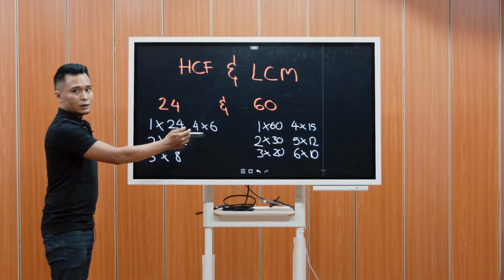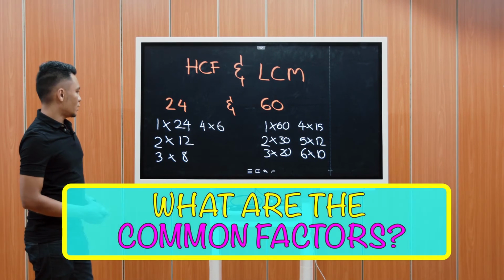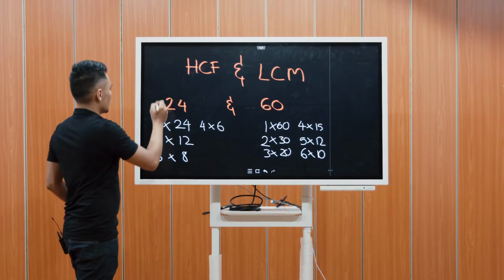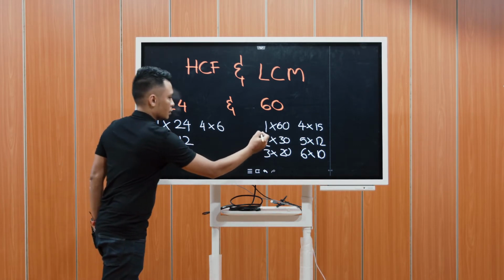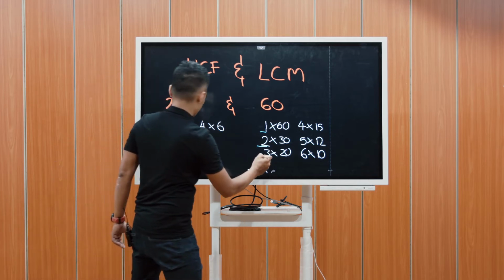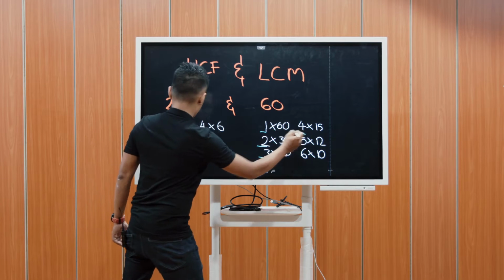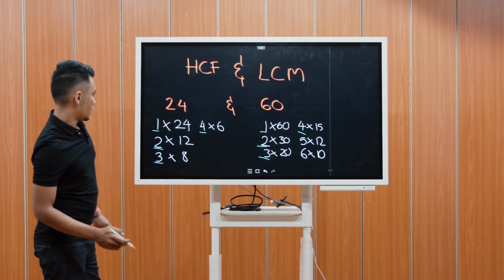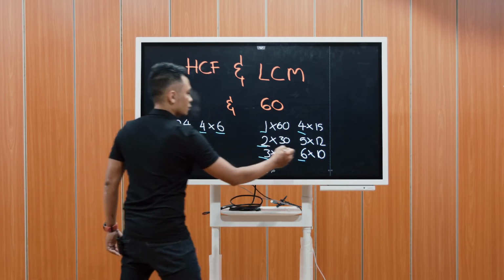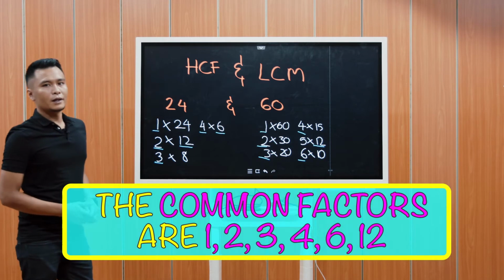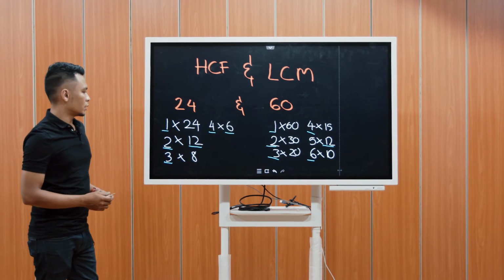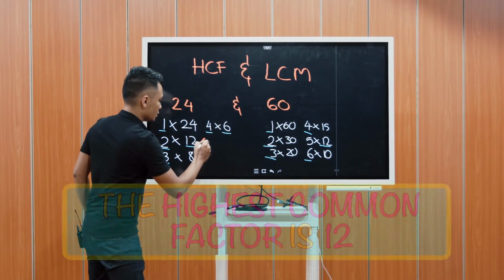So in all these factors, please identify which one is common. Okay. The number 1, the number 2, the number 3, the number 4, the number 6, the number 12, and that is all the common numbers. So now, of all these common numbers, which one is the highest common factor? The highest common factor will be this, the number 12.